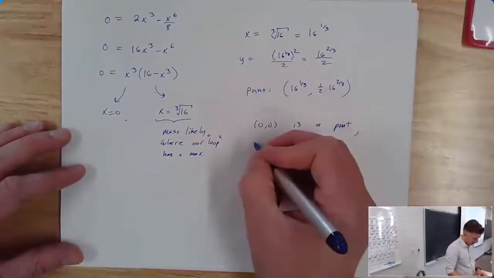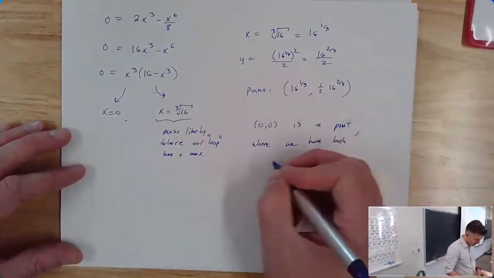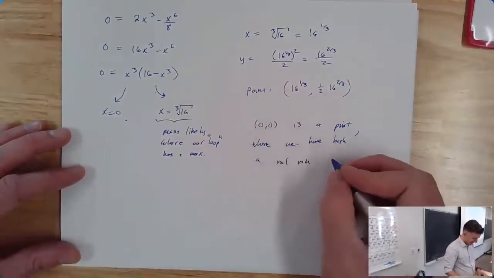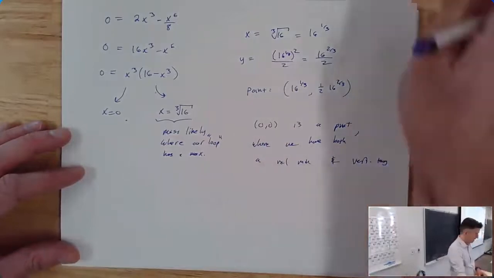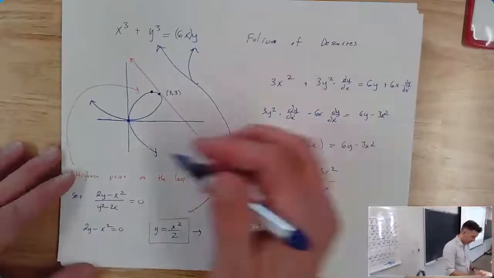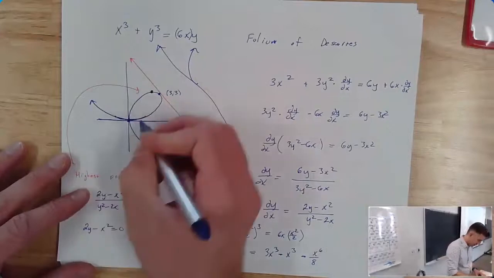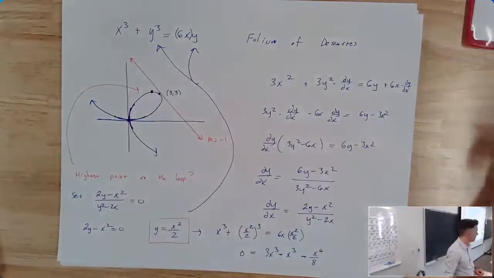It is a point where we have both a relative minimum and also a vertical tangent. Because this graph is kind of funky in that way, right? At this point here, you have a relative minimum if you're going this way, you have a vertical tangent if you're going that way, and they happen to go through the same shape.